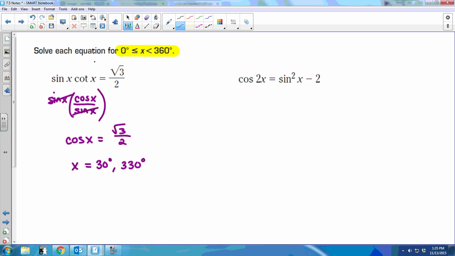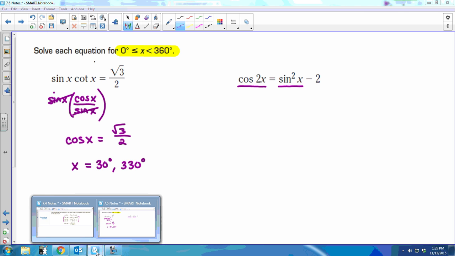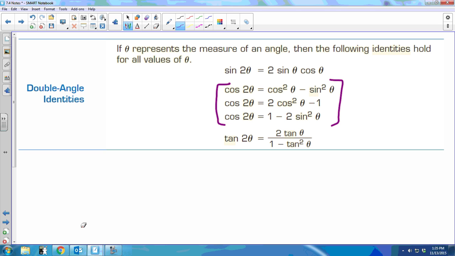On the next one, again, we need to know some things about identities. I see a cosine 2x. That's a double angle identity, and I know that I should probably replace it. There's a sine squared x in the question. So I'm going to go back to the double angle identities from the other day. I already have a sine squared x in the equation. I have three possibilities that I could change cosine 2x to.